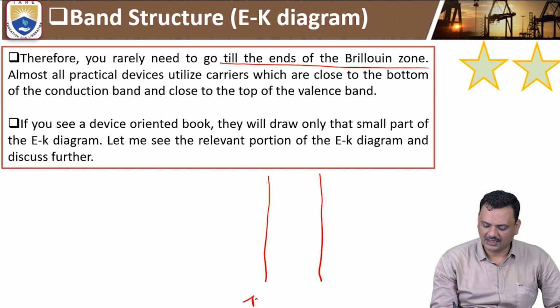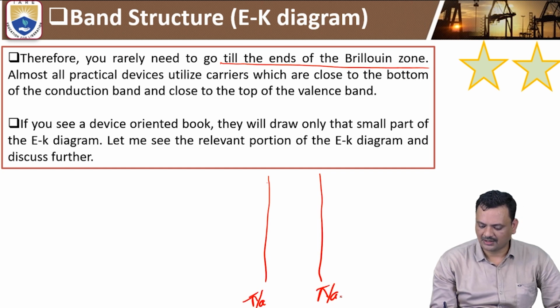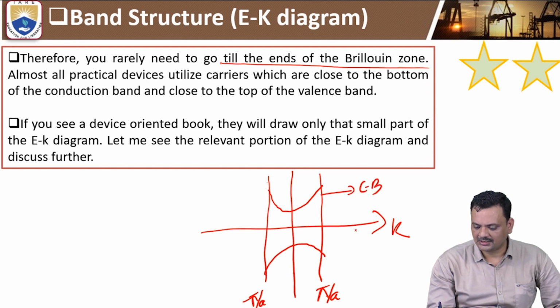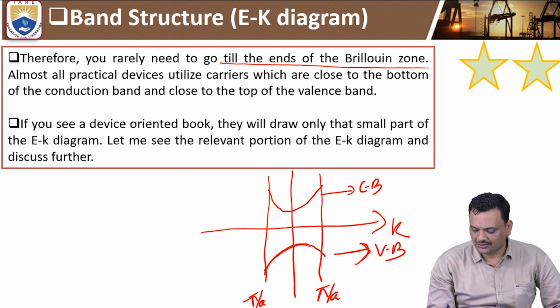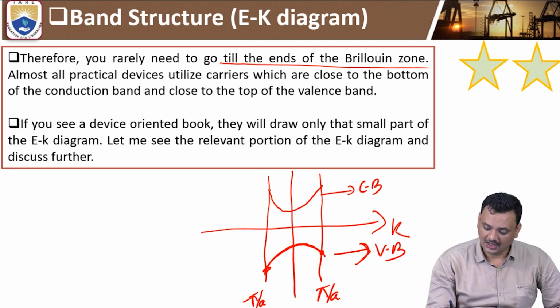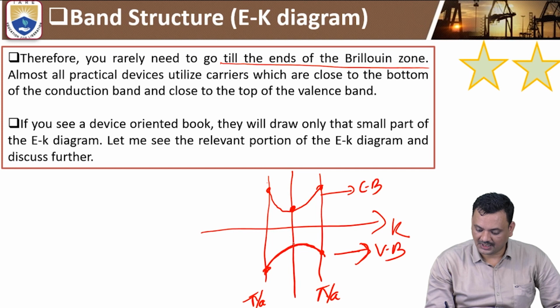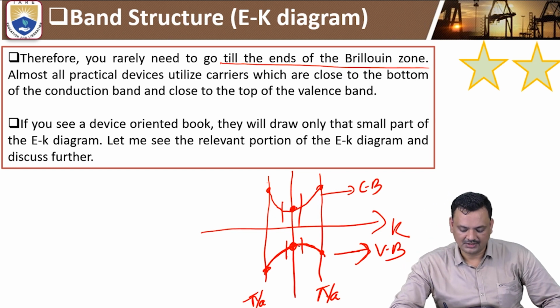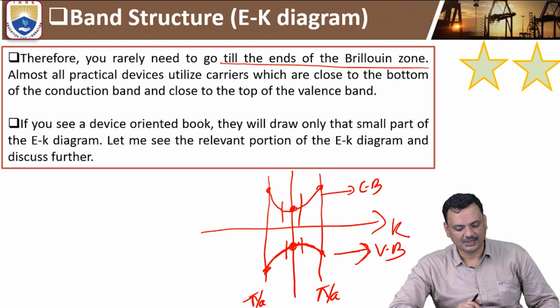So what is the Brillouin zone? Minus pi by a to plus pi by a. This is your K, this is your E. This is your conduction band, this is your valence band. So there is no need to reach till the end of the zone boundary. You have to restrict yourself nearby the top of valence band and bottom of conduction band.